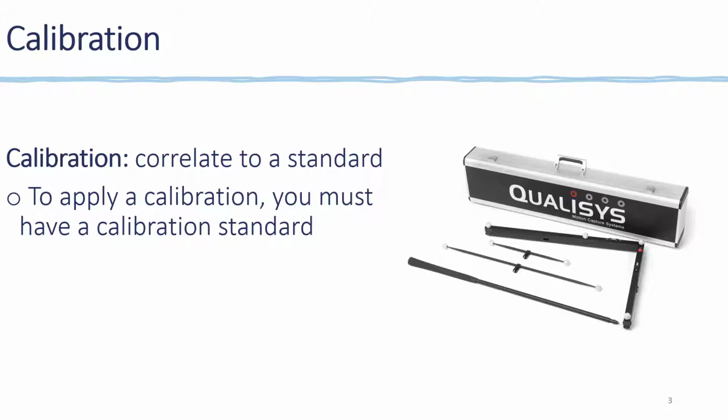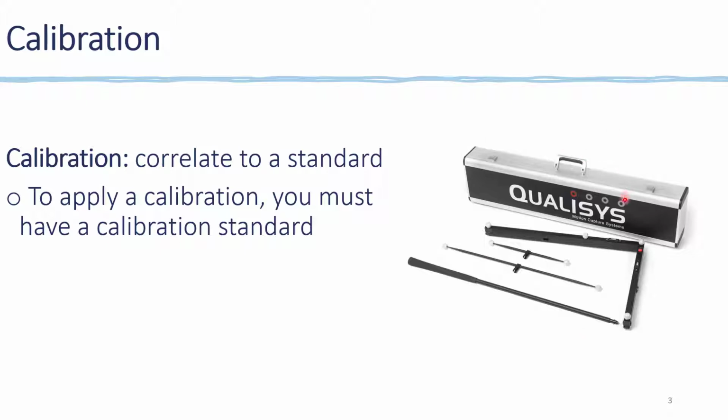First off, calibration means to correlate to a standard. So, to apply a calibration, you need to have some sort of calibration standard. If we take the motion capture system from the lab, for example, we need to correlate each of the cameras with a calibration standard, which is what the picture on the right here is showing.